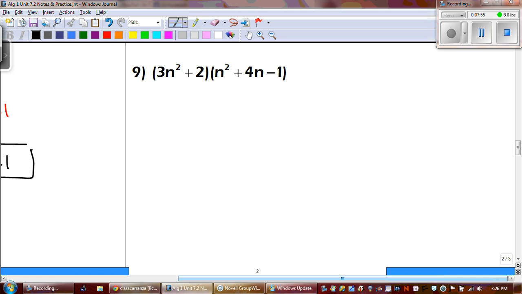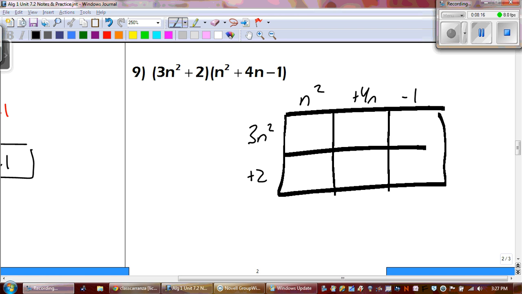Okay. Number 8, box method. Go ahead and try the box method on your own. Try to set it up. Pause the video and let's see how you do. Okay. It's a binomial times a trinomial. And now the rest of this, guys, I want to see if you can multiply this out and combine your like terms. Okay? So go ahead and finish this problem and good luck. Make sure to pause the video.